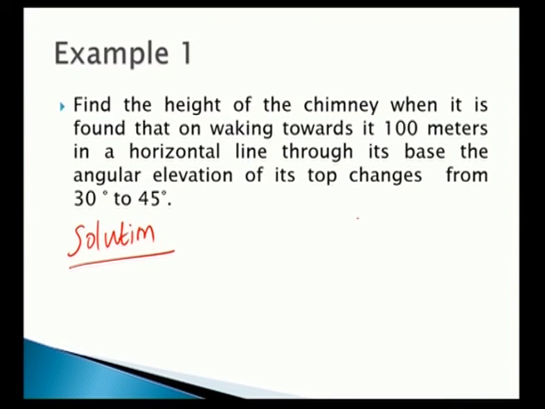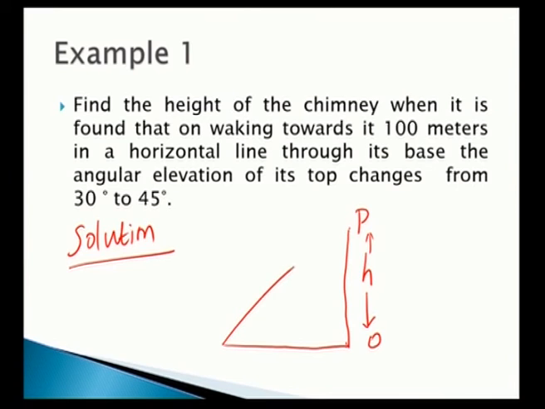So, let us make a point P as the top of the chimney, and the base point as O. Then the height of the chimney is represented by the line OP. In the problem, we are asked to find the height of the chimney. Let us keep the height of the chimney as h. Then a man is walking towards the chimney in a horizontal line through its base. Then the angular elevation of the top of the chimney changes from 30 degree to 45 degree.